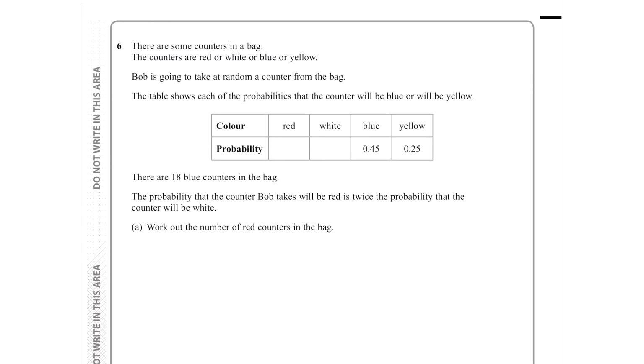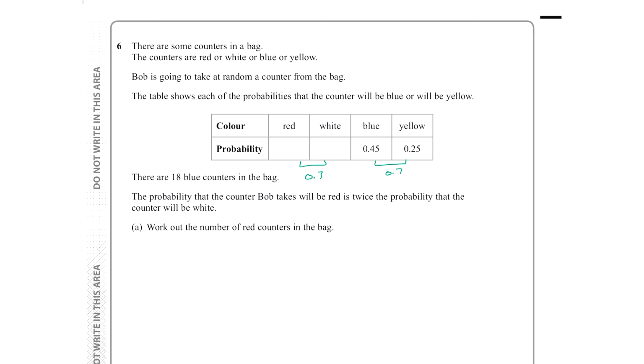There are some counters in a bag. The counters are red, blue, or yellow. Bob is going to take a counter from the bag. The table shows the probability that the counter will be blue or yellow. Again, I told you probability adds up to 1. So if probability adds up to 1, 0.45 plus 0.25 adds up to 0.7. So we know that this side must add up to 0.3.